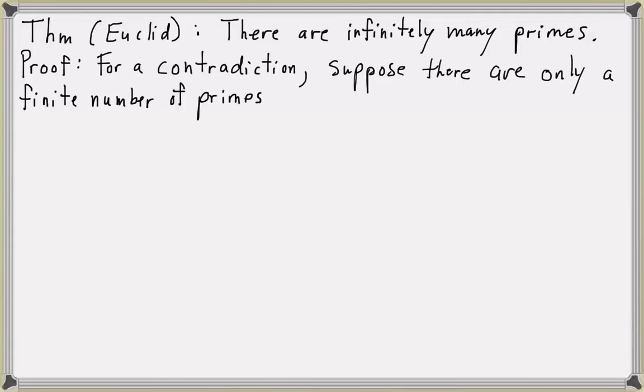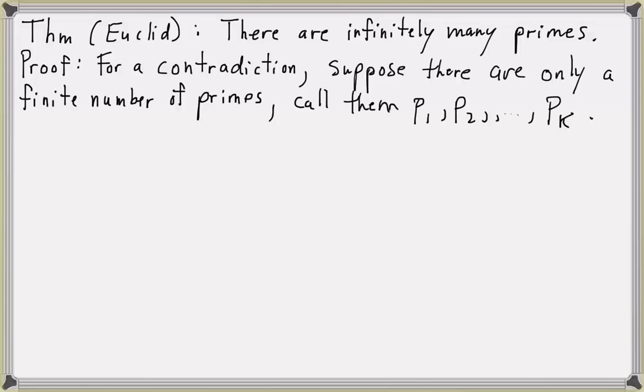If there's only a finite number, we could list them all out. So I want to call them P1, P2, all the way up to, say, PK. So we're going to assume there's only K prime numbers, and we've listed them all out, P1 through PK.